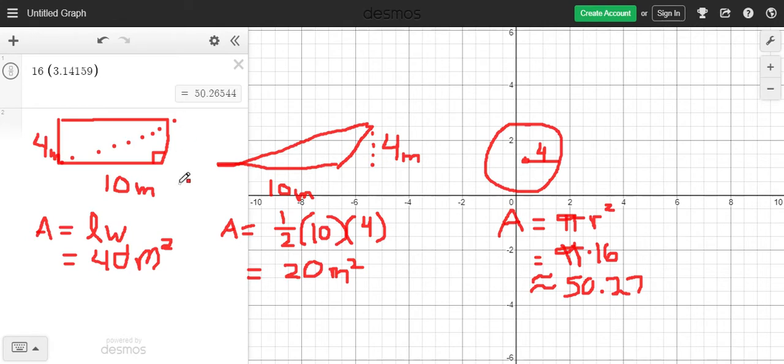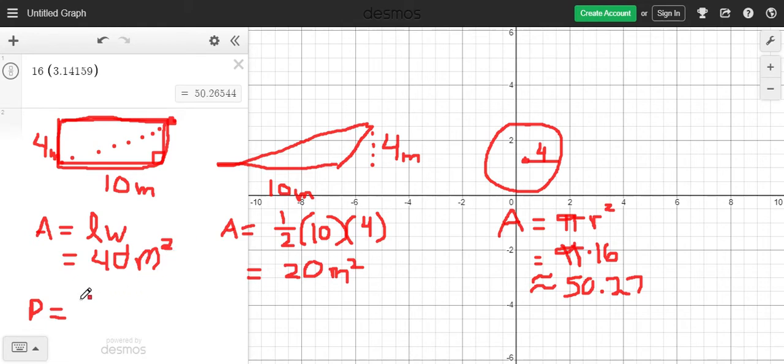Okay, next, let's look at perimeters. So if we take the perimeter of the rectangle, that's the distance all the way around it. So we'll just start at one corner. We go all the way around. We've got 10 plus 4 plus 10 plus 4, or you can take 2 times 10 and 2 times 4.